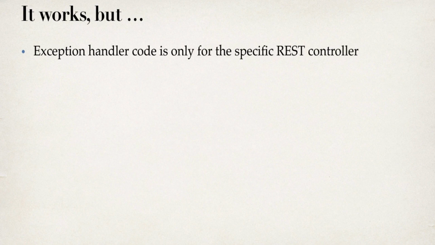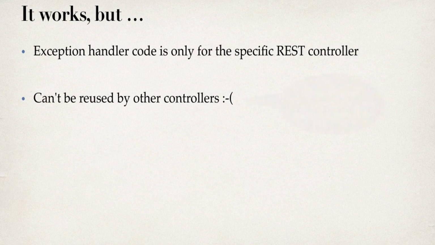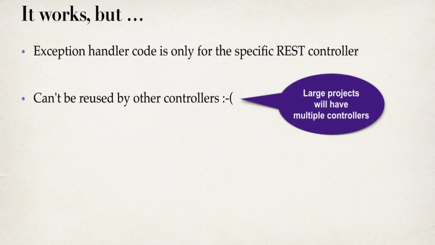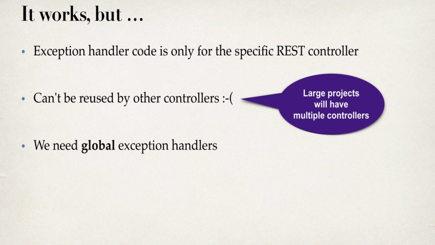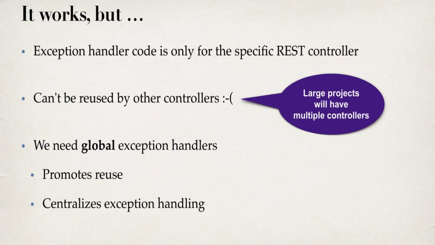That coding works, but the exception handler code is only for the specific REST controller. The coding can't be reused by other controllers. And on large projects or on real-time projects, you'll normally have multiple REST controllers. So ideally, what we need is global exception handlers. This promotes the idea of reuse and also helps you centralize your exception handling and minimizes the amount of code that you need to duplicate across multiple controllers on very large projects.